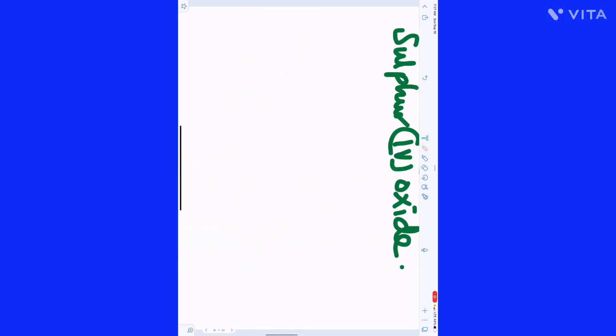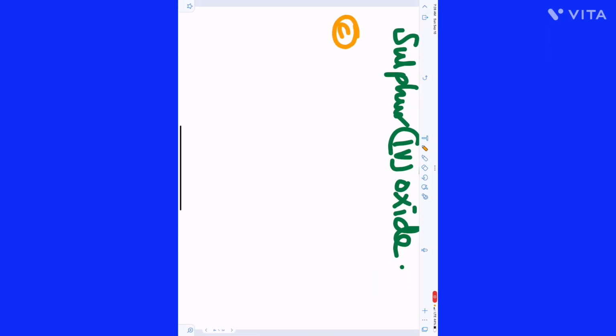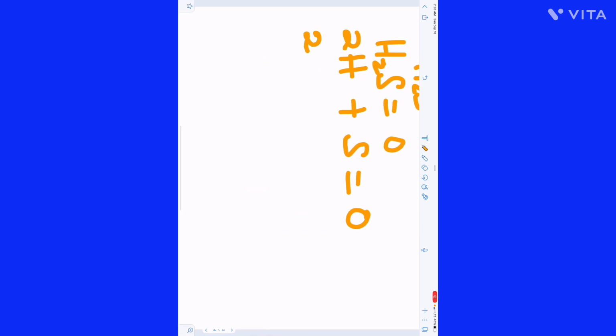Question 1C is H2S. There's no charge on H2S, so the total charge on it is 0. That means the charge of the 2 hydrogen plus the charge of the sulfur will give us 0. Hydrogen has a charge of +1 in all compounds except in hydrides. So it will have a charge of +1 in this compound too.